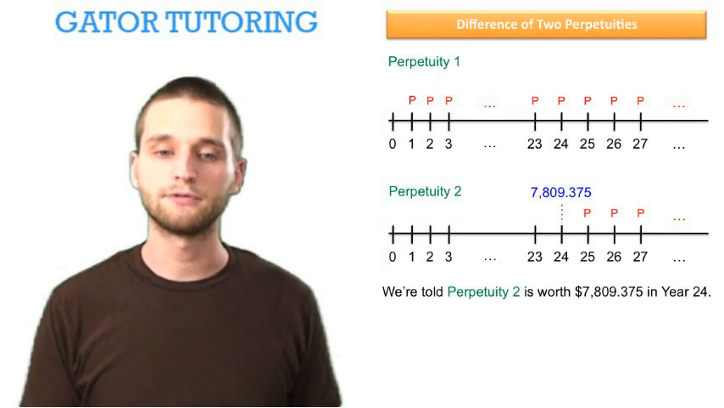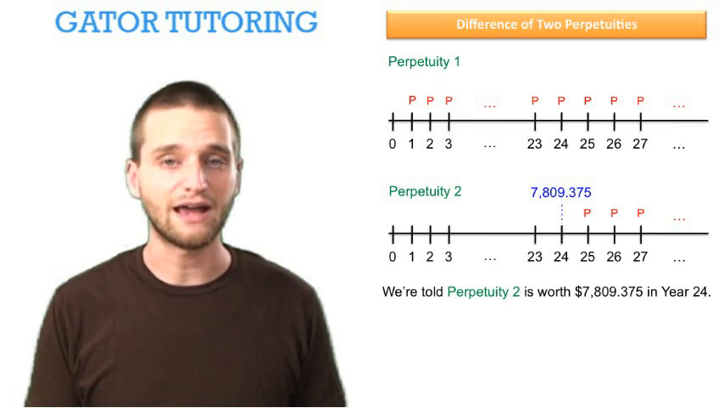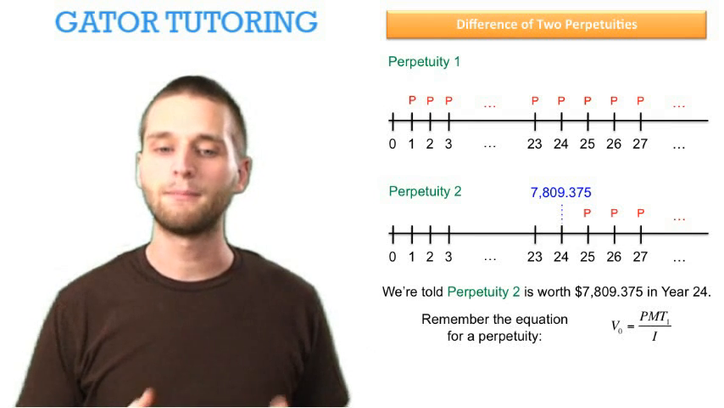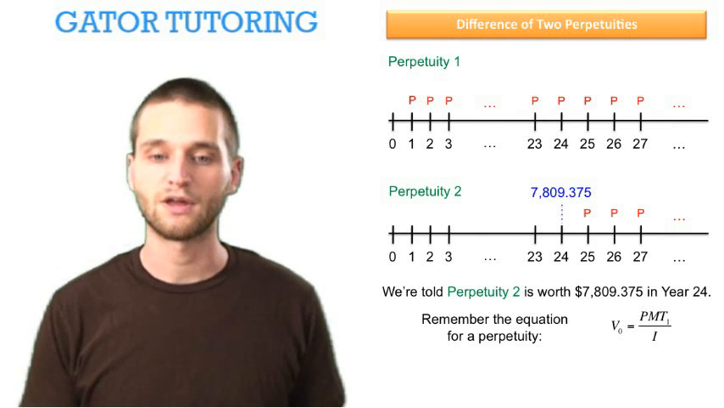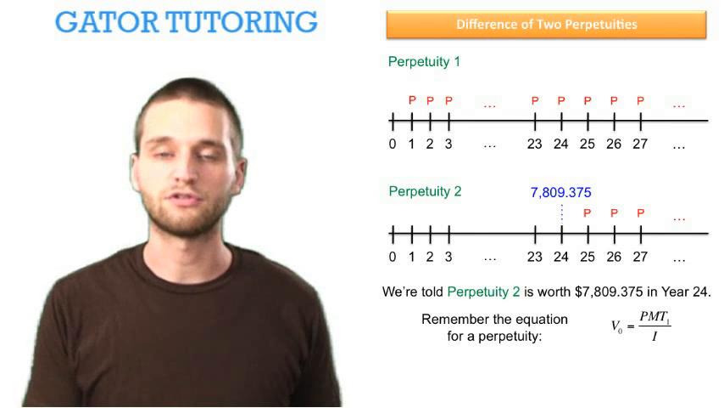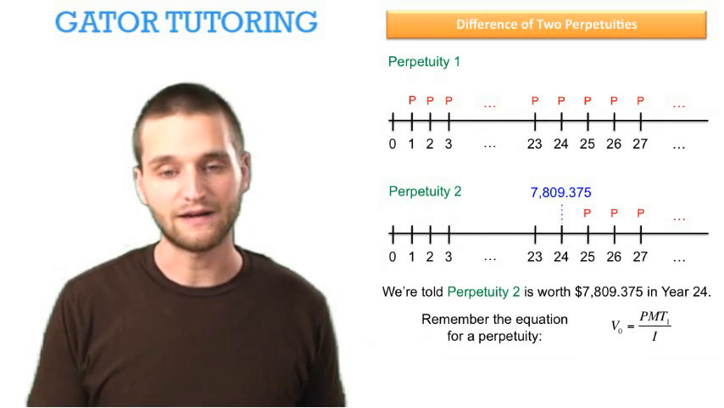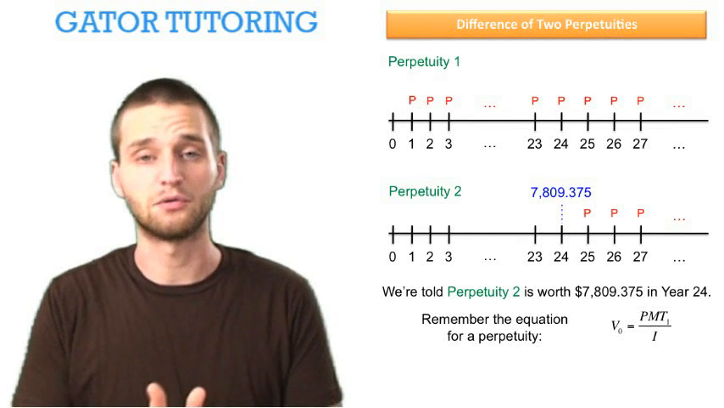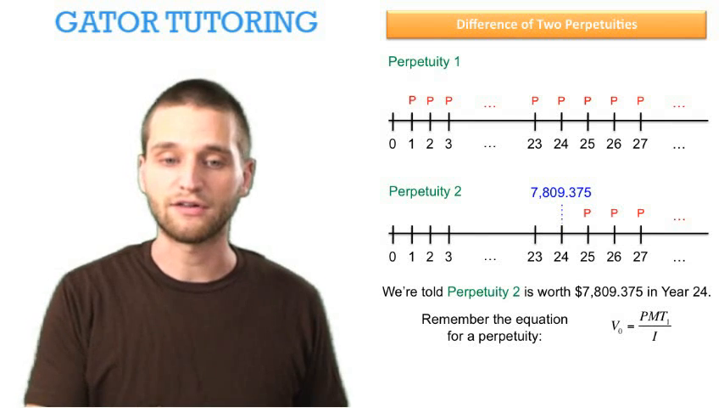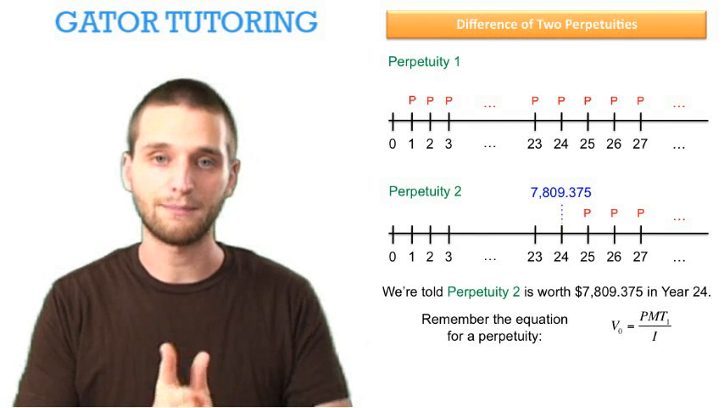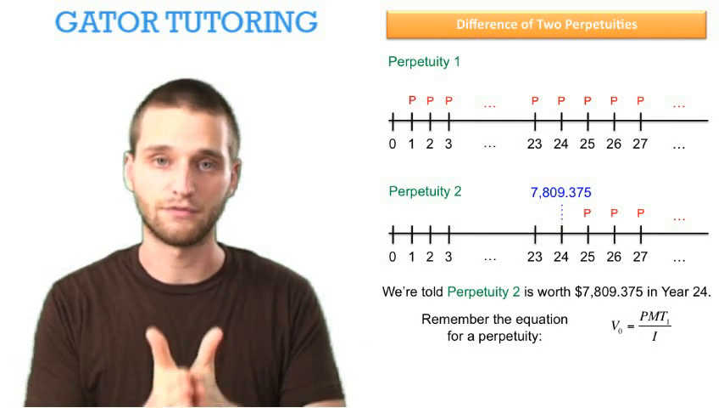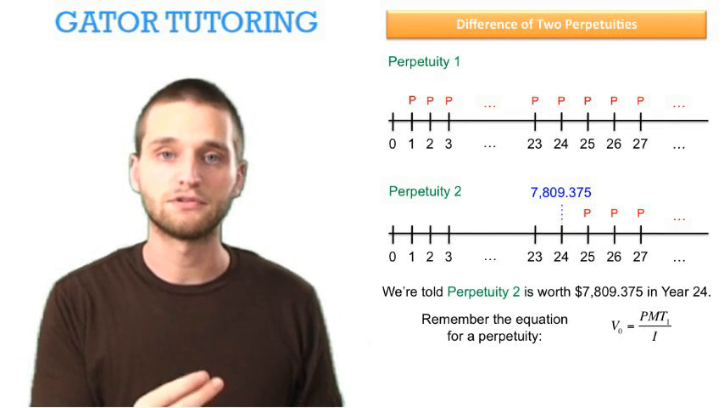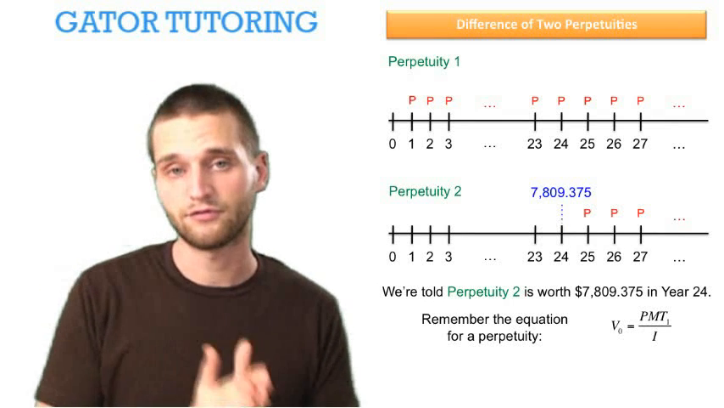We're told that perpetuity 2 is worth $7,809.375 in year 24. But remember the equation for the value of a perpetuity. The value in year 0 is equal to the payment in year 1 divided by the interest rate. It doesn't matter explicitly that it's the value in year 0 and the payment in year 1. The point is, when you calculate the value of a perpetuity, you start with the first payment in the year where the perpetuity begins, divided by the interest rate, and then you get the value of the perpetuity evaluated at the period before the first payment.